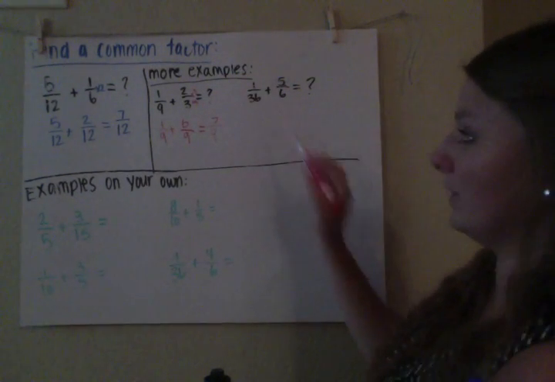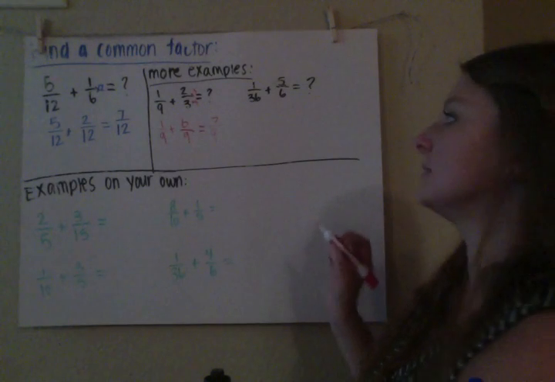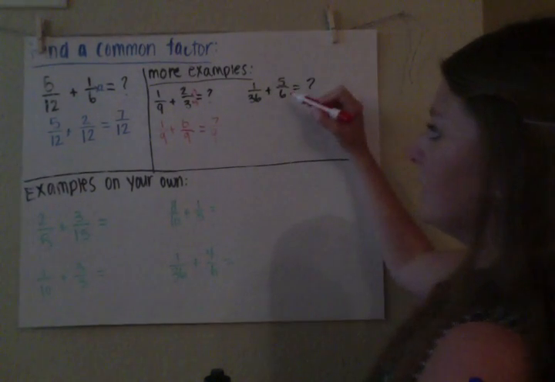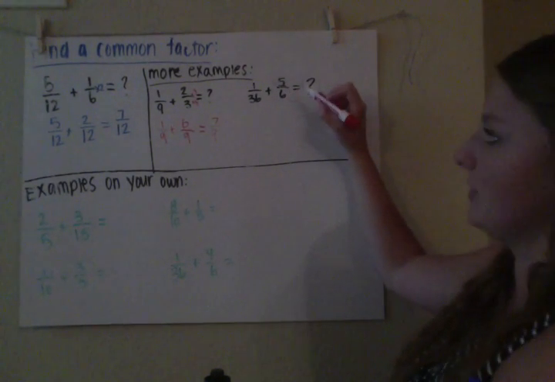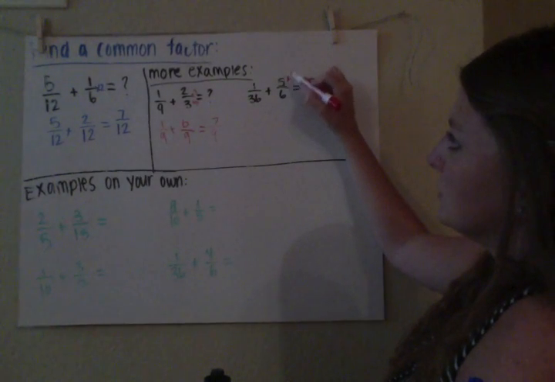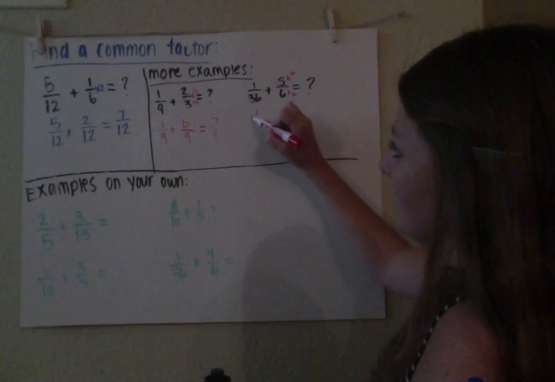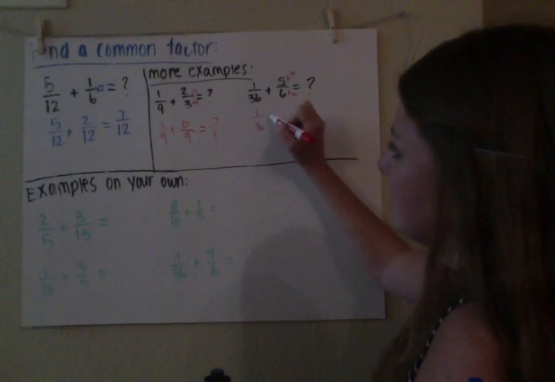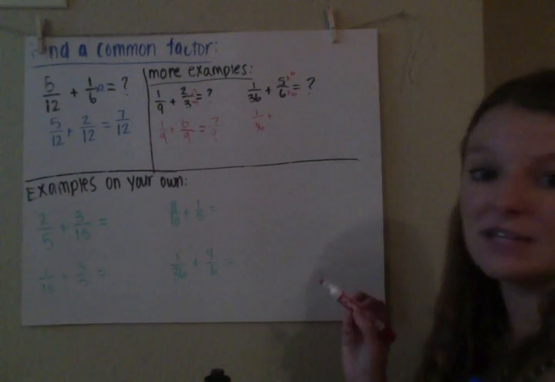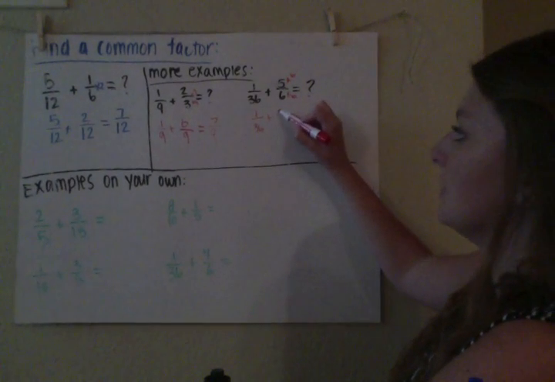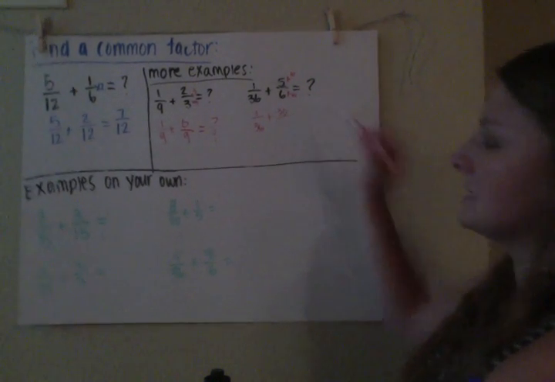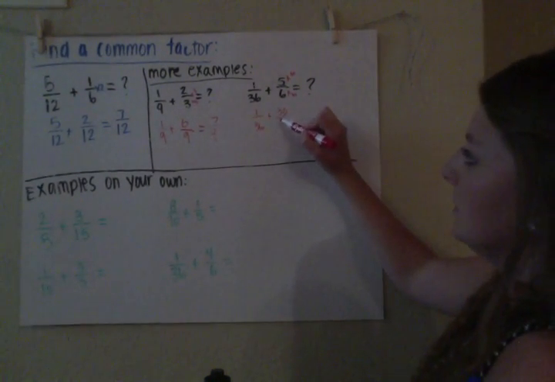Lastly, we have 1/36 plus 5/6. So we can multiply 6 by 6 to get 36. So we'll multiply both the numerator and the denominator by 6. We'll bring down 1/36 and add. 5 times 6 is 30. So our top number will be 30. And 6 times 6 is 36.